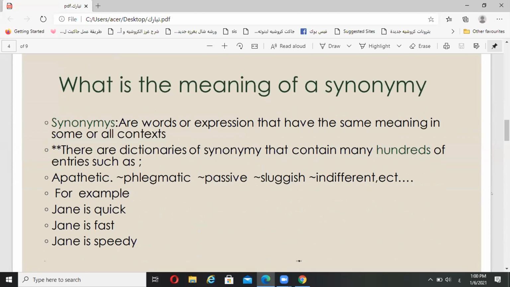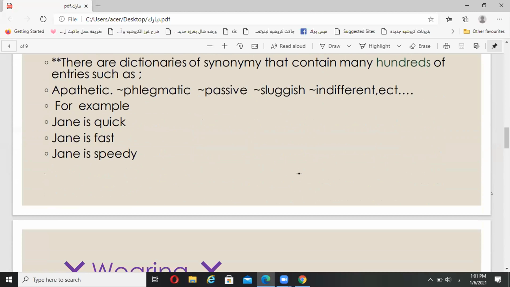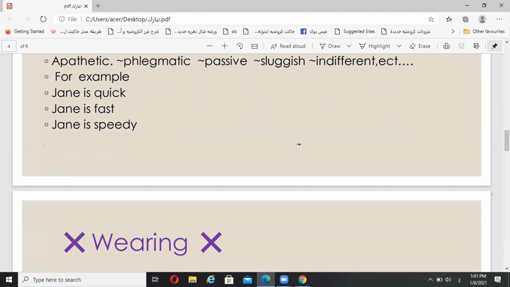So let's learn more about the meaning of synonym, and I will give an example. Synonyms are words or expressions that have the same meaning in some or all contexts. For example, John is quick, John is fast, John is speedy. You know that quick, fast, and speedy have the same meaning but different pronunciation and different spelling.